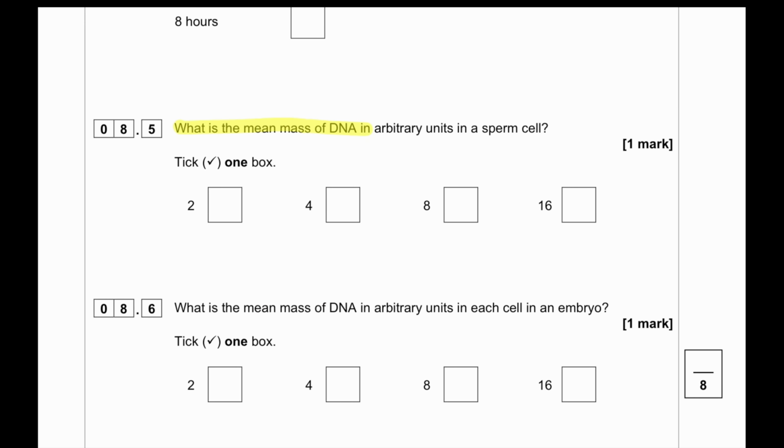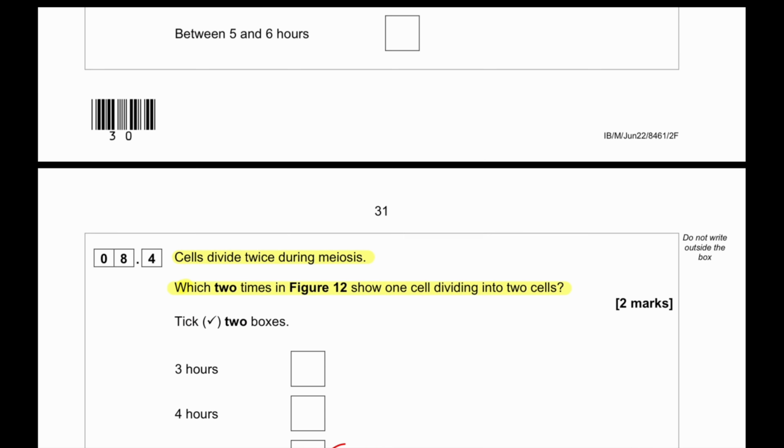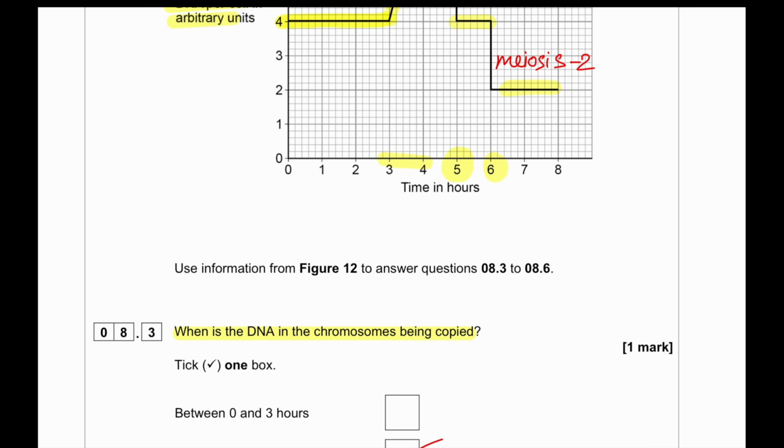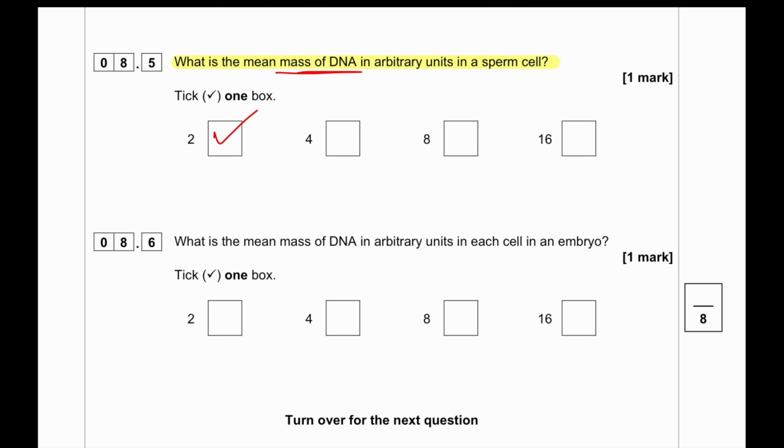What is the mean mass of DNA in arbitrary units in a sperm cell? In this case, we can see from the diagram, it's 2. The sperm cell contains 2 arbitrary units. What is the mean mass of DNA in arbitrary units in each cell in an embryo? In an embryo, the mean mass would be 4 because the egg cell will fuse with the sperm cell to produce the embryo. So it will be 4.